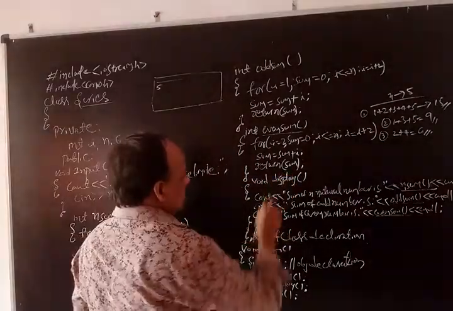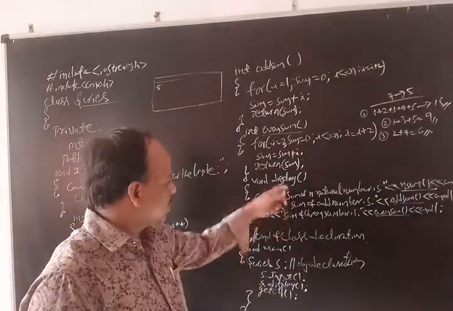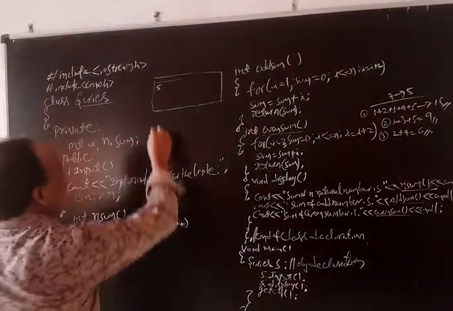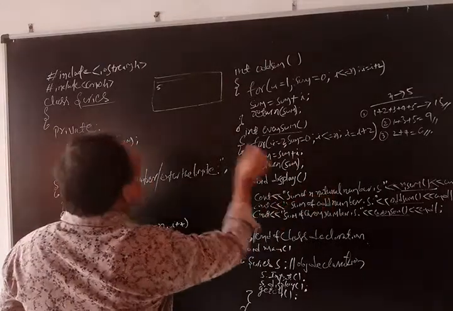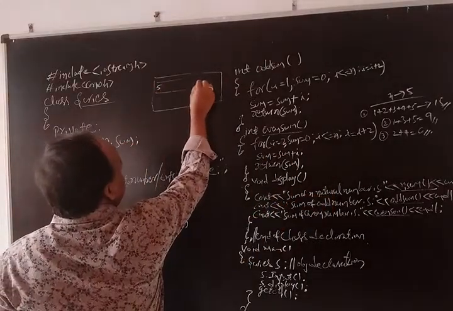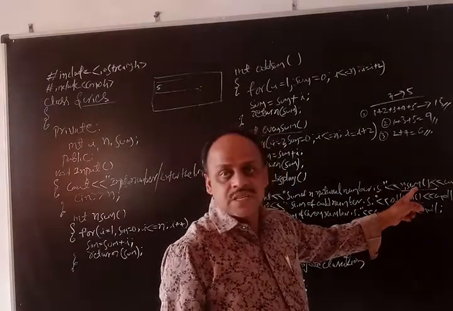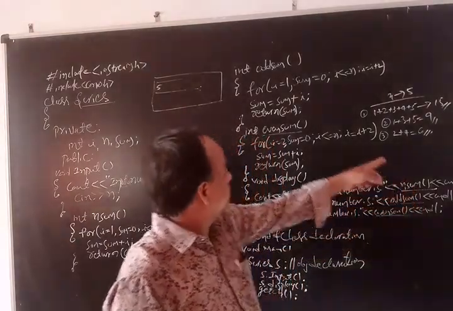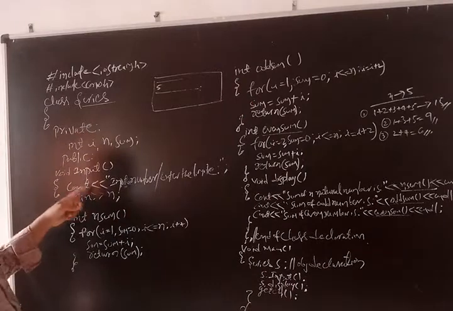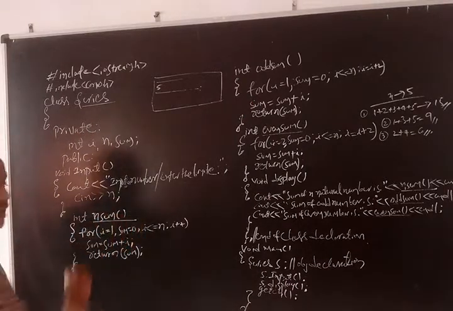Then in display function, what is happening? 3 cout statements are there. That is sum of natural number. Sum of natural number is equal to, what happens here? N sum function call is there. So this goes to n sum function call. Here n sum function call.